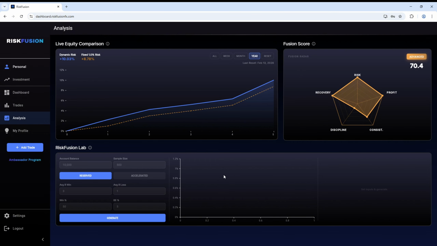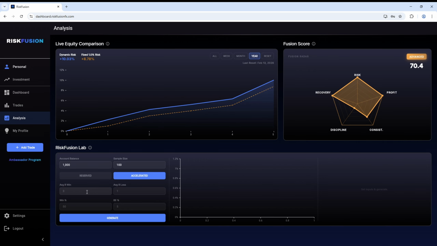And then at the bottom here, we just have a little RiskFusion lab. This is quite a cool little tool, and it gives you an idea as to the power of using RiskFusion, and the power of using dynamic risk over a long period of time. It gives you a good visual understanding of that. So say for example you had a small account of, let's say, £1,000, over a small sample size of, say, 100 trades, and you were trading the accelerated risk model.